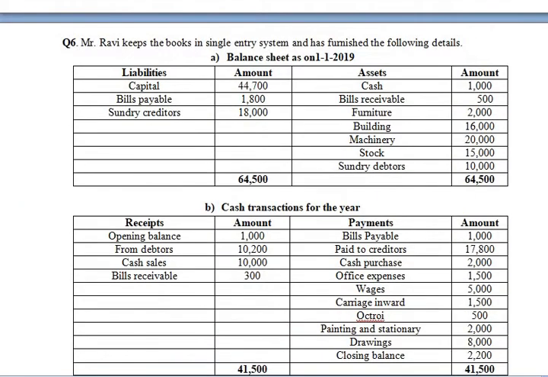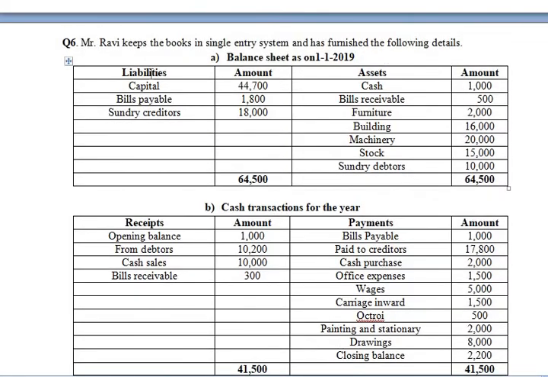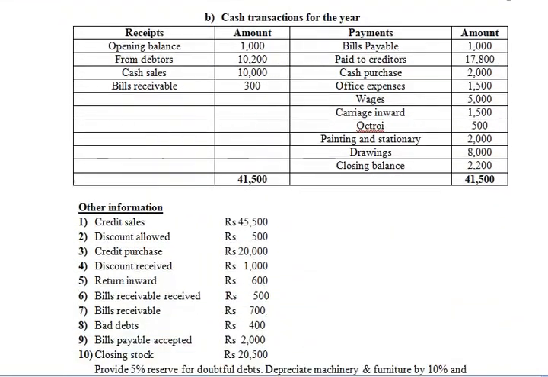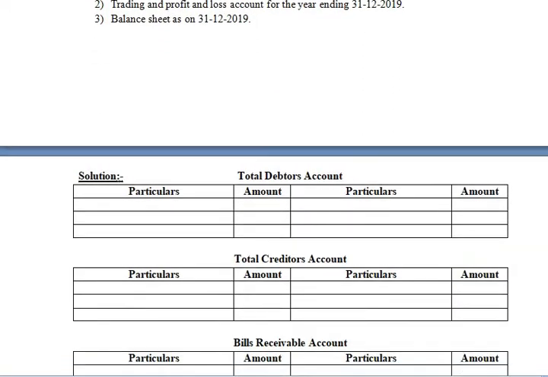Next, after capital you have bills payable. This is nothing but the opening balance of bills payable. And where will this amount come? The opening balance of bills payable goes to the bills payable account, because we have taken that particular account and we have to prepare it. So this amount goes to the bills payable account.